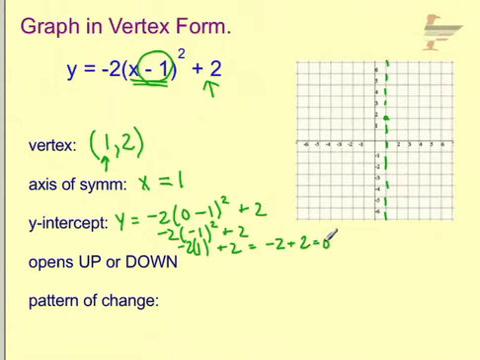So the y-intercept, we plugged in a 0 for the x and got back a 0 for the y. So I know I'm going to have a point at 0, 0. So now I can see 2 points on my graph.